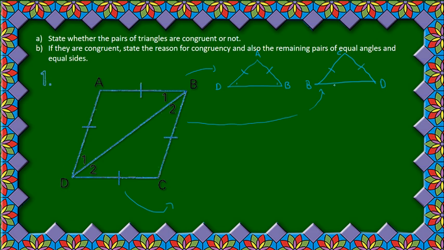Alright, and as we see, this was a common side, so these two are also actually equal. Now, in that case, we've got three sides that are equal, so therefore we can say that it is congruent.